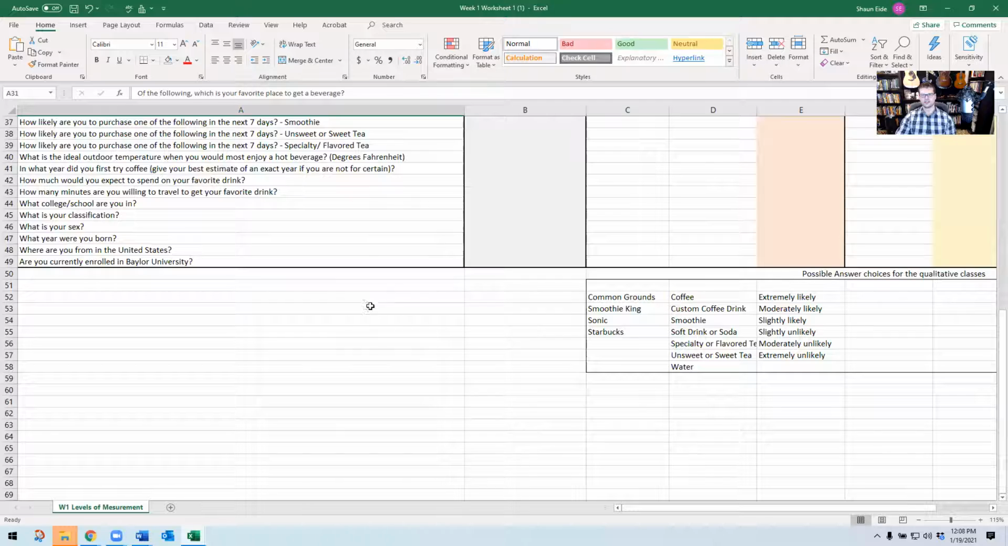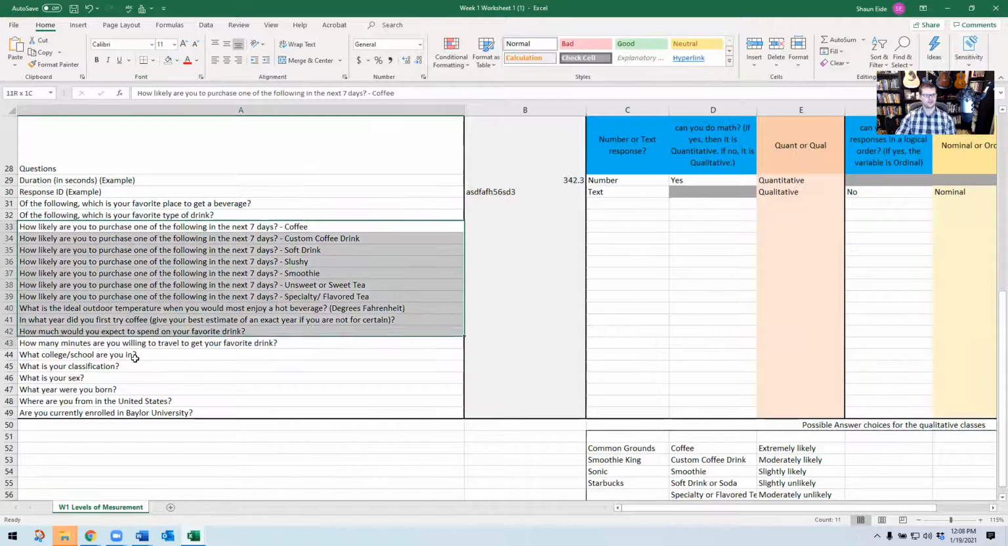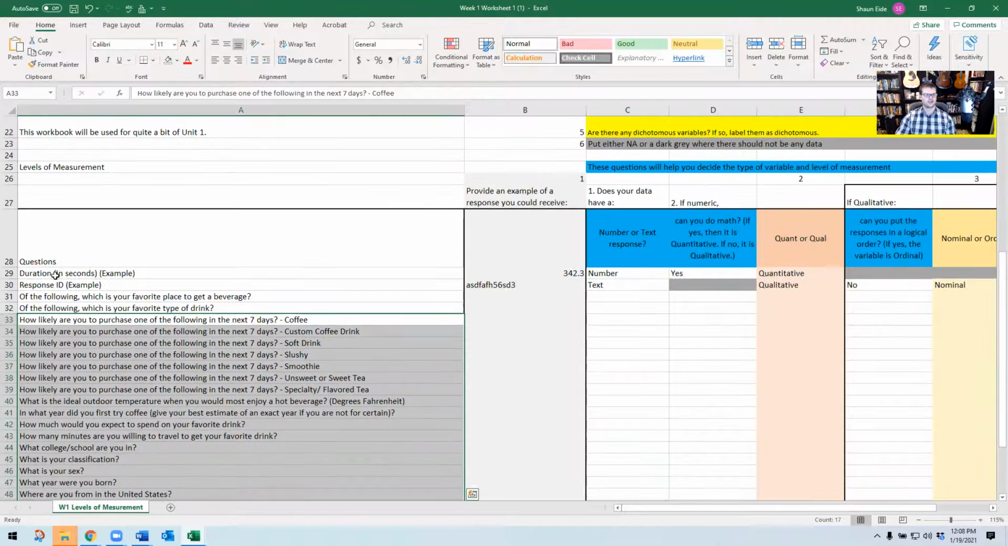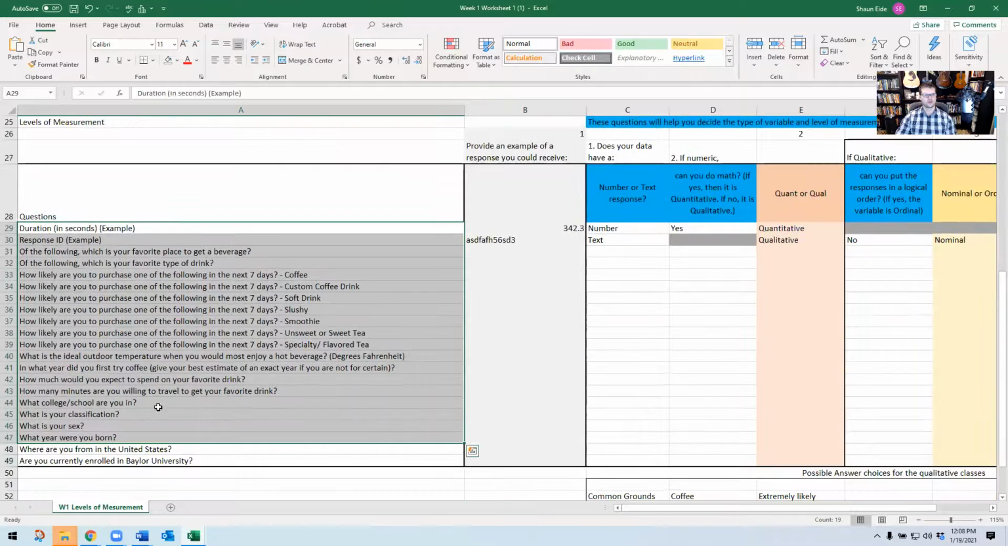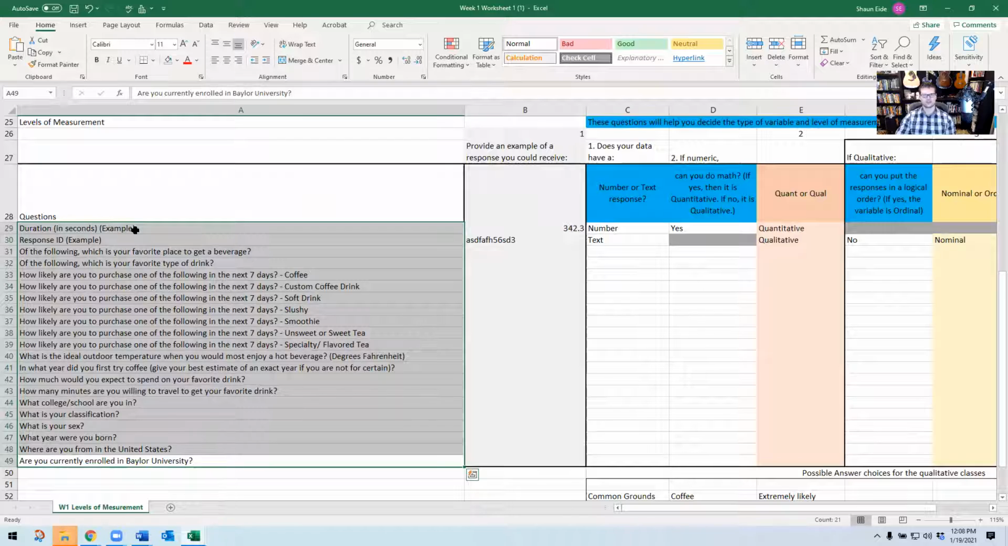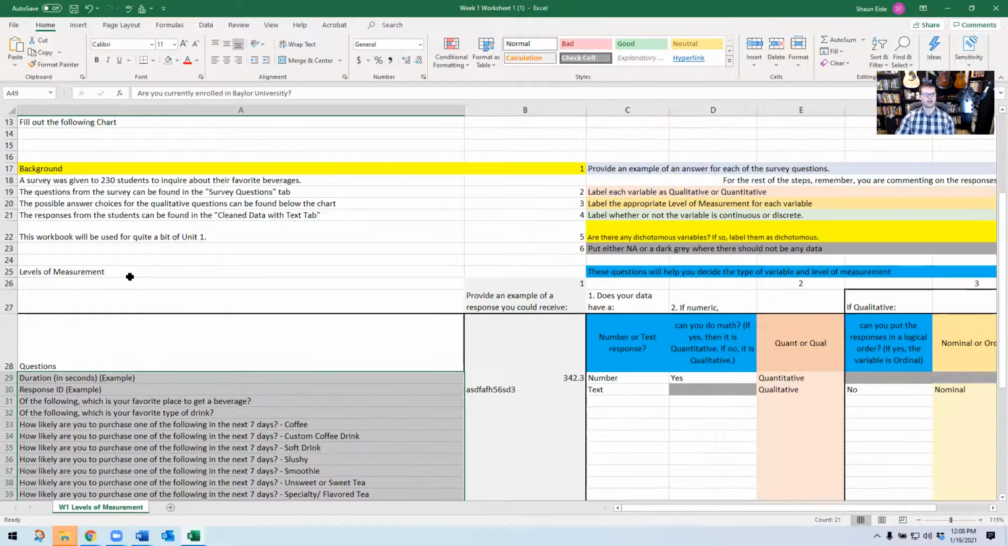Oh, the survey questions. Let's see here. Yeah, here's all the different survey questions. So these were the questions that I had. And then what we're going to do is we're going to say, hey, from these survey questions, there's going to be different responses, and those responses, are they numbers? Are they qualitative? Are they quantitative? What are they?